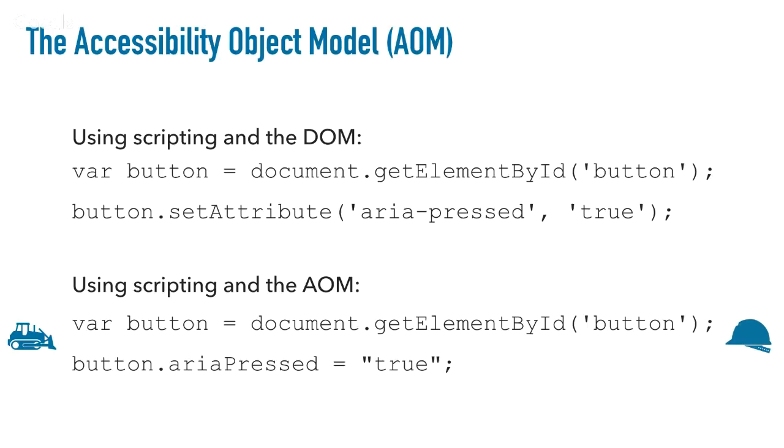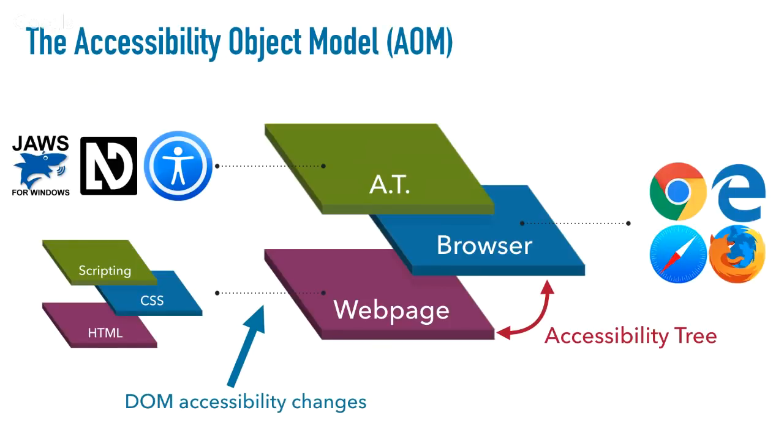in the accessibility tree. So most of our scripted changes happen in scripting, impact the web page, which is interpreted by the browser to generate the DOM and then the accessibility tree. With the accessibility object model, those changes are made really right at the accessibility tree layer or level. Why would we want to do this?